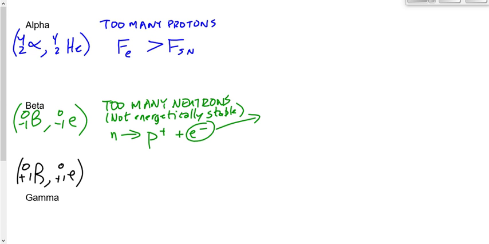Now, beta plus decay occurs when we have what? What's the condition there?